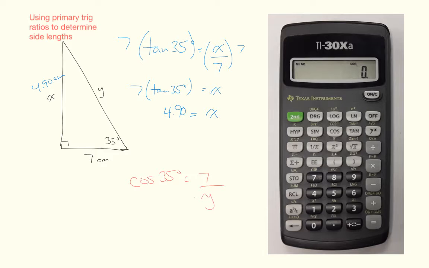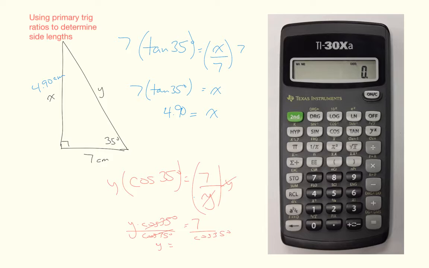Now, of course, I can't solve for a variable that's stuck down in a denominator, so if you know about cross multiplying, then you know that you can just shove that up to the other side. How is that actually done? Well, we're going to multiply both sides by y. They'll cancel out over here, and I will get that 7 on one side equals y times cos 35 degrees on the other side. Now I want y by itself, so I'm going to have to divide both sides by cos 35 degrees. Those will cancel out over here, and y will equal 7 divided by cos of 35.